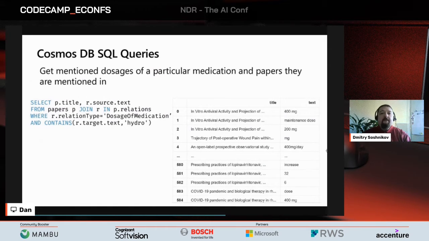So what we can do is formulate queries, and queries are expressed in a language similar to SQL. It's not exactly SQL because it queries semi-structured data, not relational data. For example, in this query, I want to take all the titles of all the papers which contain the medication hydroxychloroquine and which contain the relation dosage of medication. So this query allows me to extract the different dosages of hydroxychloroquine and the papers they are mentioned in. You can imagine that if we specifically want to learn about the different protocols of using hydroxychloroquine, that would be the query we can run and immediately get all the papers of interest.